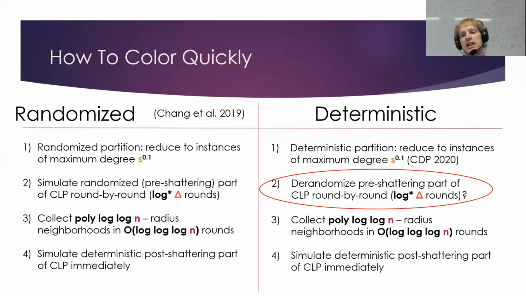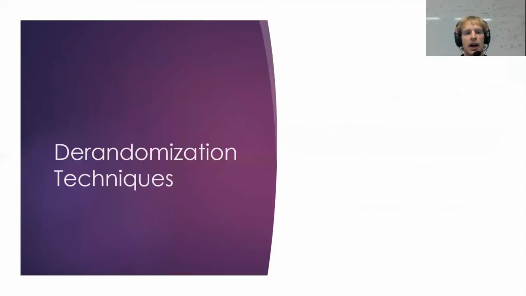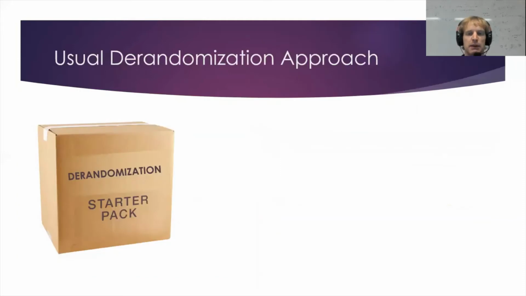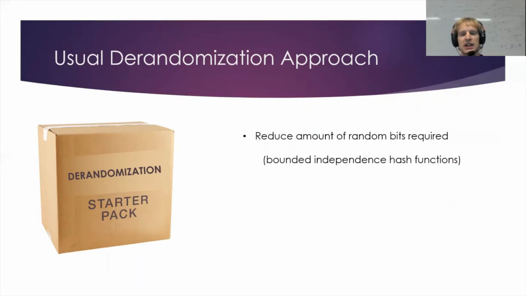How can we de-randomize the randomized part of the Chang-Lee-Petty algorithm? Okay, so what would we start off trying to do? Well, a standard de-randomization technique is to use bounded independence hash functions. And this is what we used in our paper from last year on linear space MPC. And this is essentially a means of reducing the amount of randomness you require for a randomized algorithm by showing that actually the analysis still works if you don't need all of your random choices to be independent, but you only need some much smaller amount of them to be independent at one time.